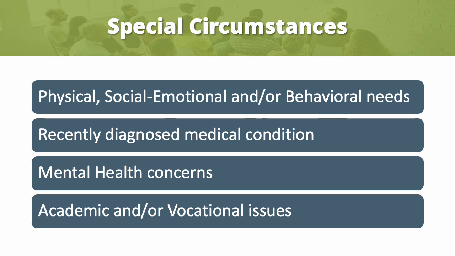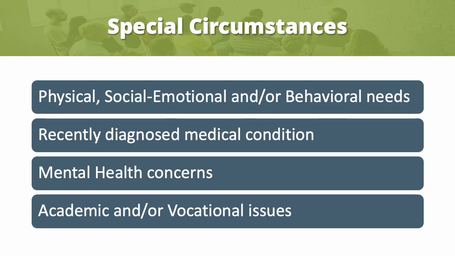Lastly, teams should always consider if there are special circumstances that interfere with a student's ability to benefit from special education. For instance, are there any other issues concerning the student's physical, social, emotional, and/or behavioral well-being? Has the student recently been diagnosed with a medical condition, or does the family and/or IEP team have mental health concerns? Have all academic and/or vocational issues been considered, including the student's ability to be with their typically developing peers?